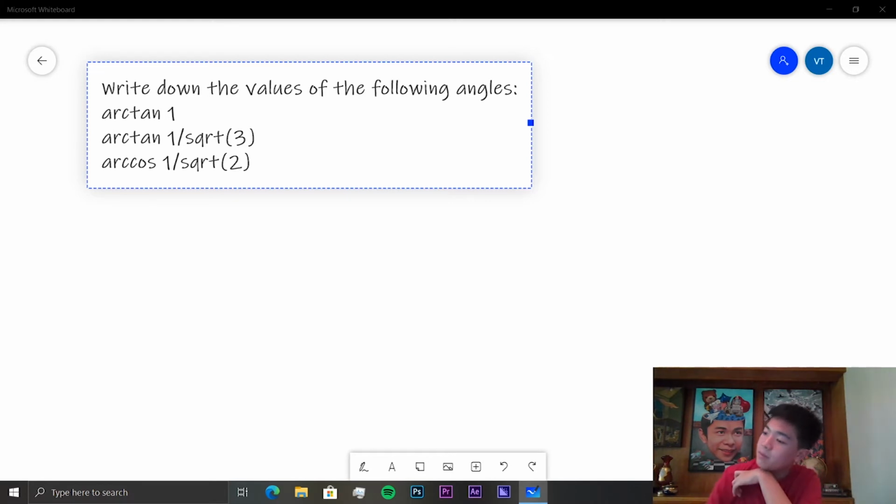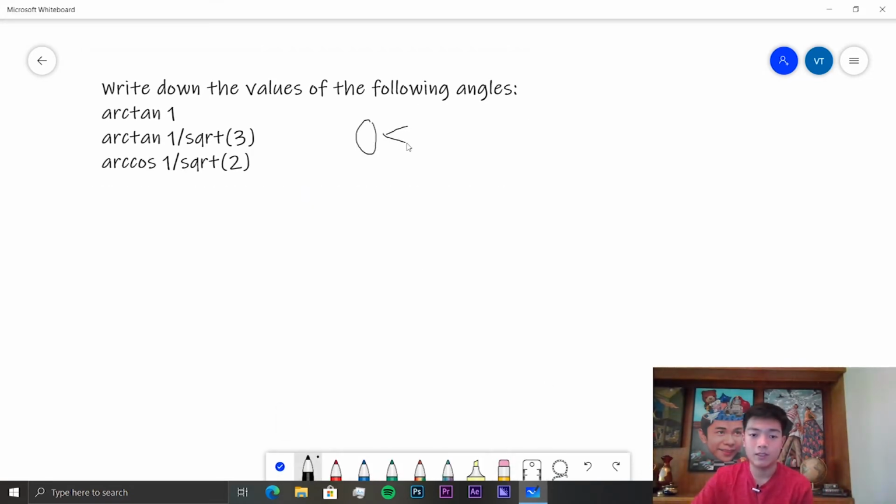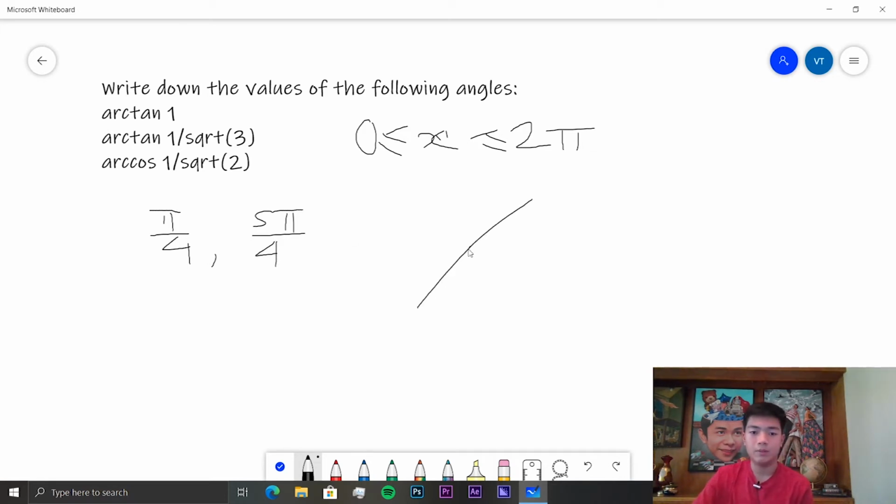Or do they not? Interesting. So they've defined it, okay, we need to give the values for 0 less than or equal to x less than or equal to 2 pi. So first, arctan 1, that's obviously pi over 4 and 5 pi over 4. These are two opposite points on the circle, and we know that tan pi over 4 equals 1, and tan 5 pi over 4 is also equal to 1.